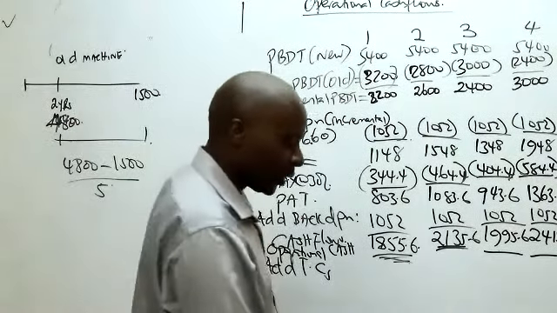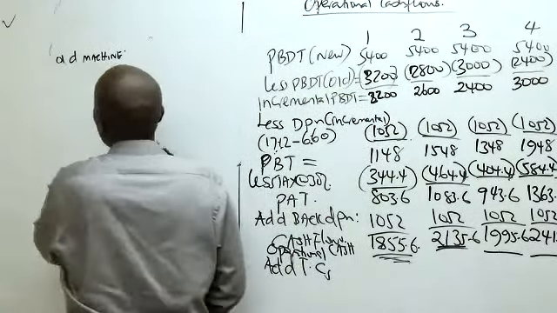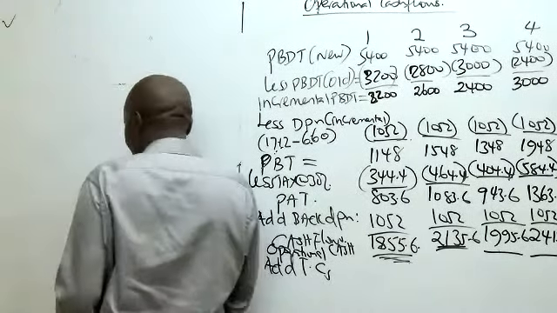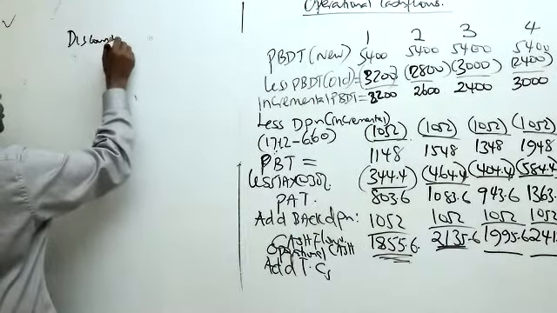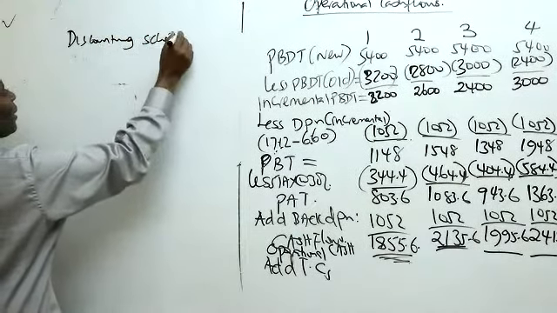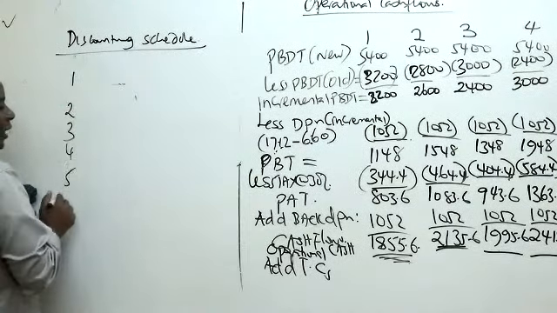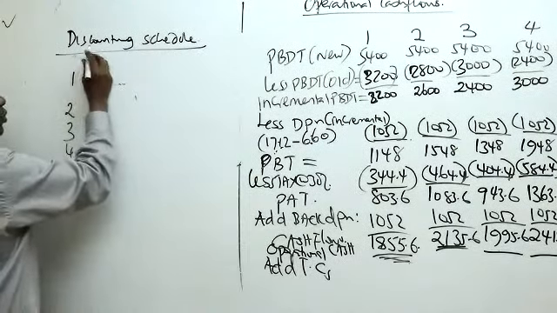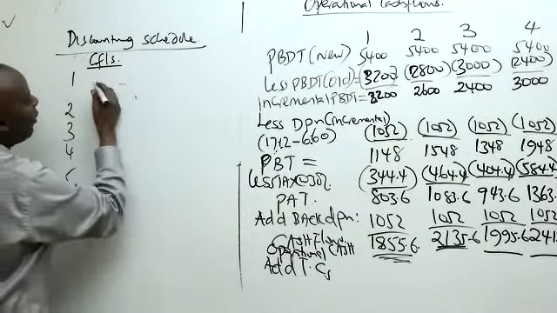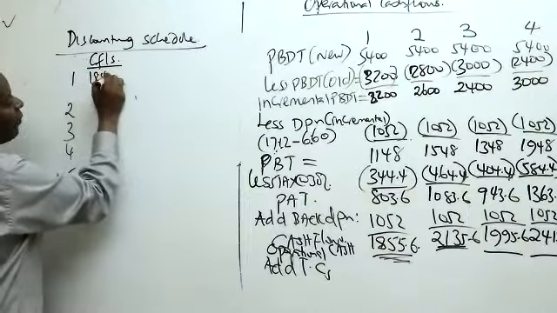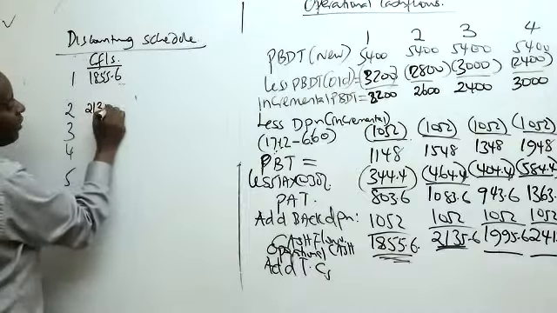Great. Okay, so the discounting schedule. Discounting schedule, quite easy. Now we have year 1, year 2, year 3, year 4, year 5. Ladies and gentlemen, we have our cash flows, which we will need to discount. Cash flow for year 1 is 1855.6. Cash flow for year 2 is 2135.6.